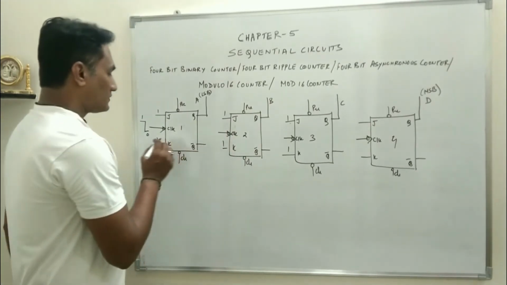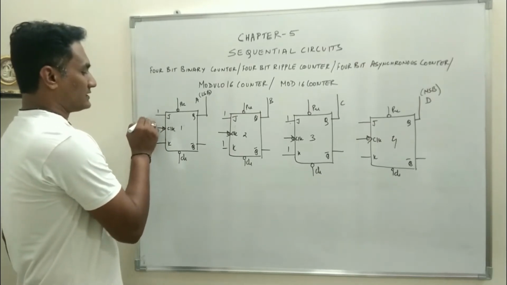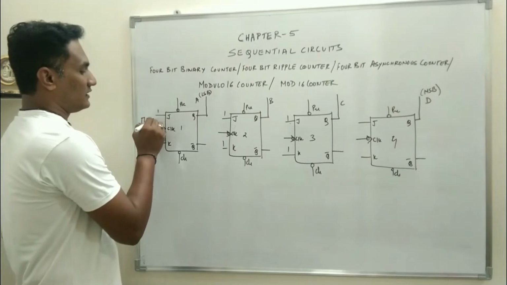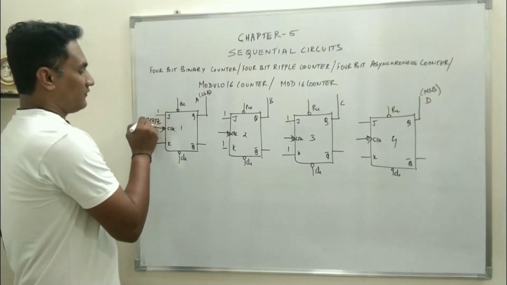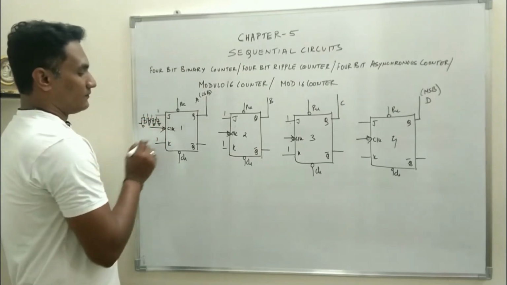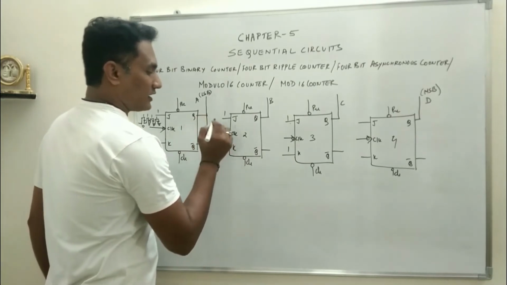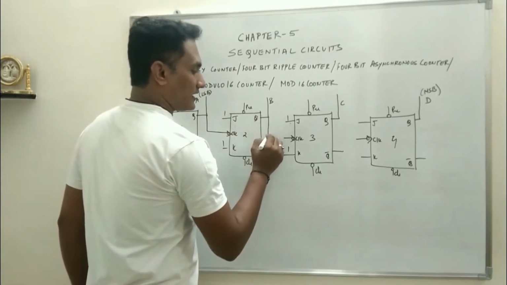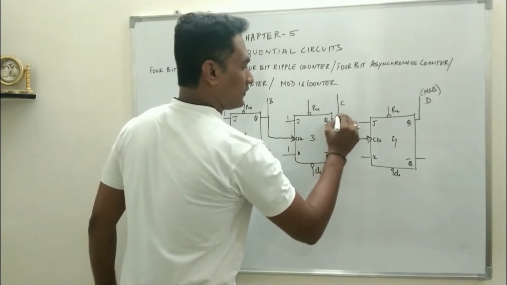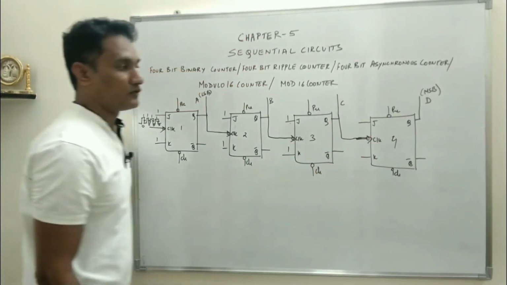Asynchronous means for the first flip-flop we will apply the direct clock pulse. The clock which we are going to give externally, we will apply directly to the first flip-flop when the clock goes from 1 to 0. Output of the first is connected as clock input for the second, output of the second is connected as clock input for the third, and output of the third is connected as clock input for the fourth.